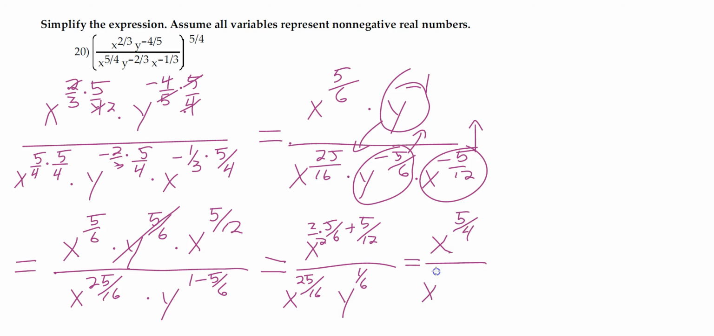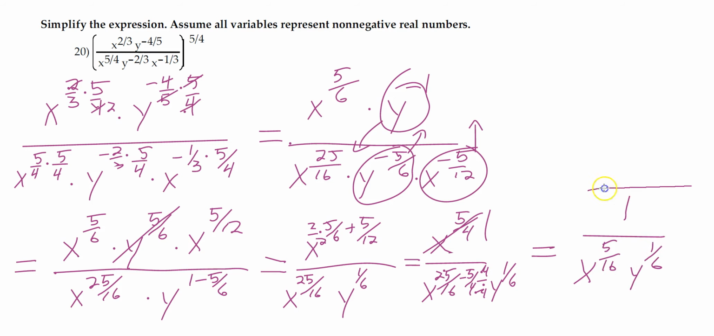On the bottom we have x to the 25/16 and y to the 1/6. Okay, now 25/16 and 5/4. The bigger one is 25/16, so I'm going to move these 5/4 down to the bottom, leaving a 1 on the top. So we now have 1 divided by. Okay, same common denominator kind of work. Multiplying by 4/4, minus 20/16. 25 minus 20 is 5. So we have x to the 5/16 and y to the 1/6 and 1 on top.